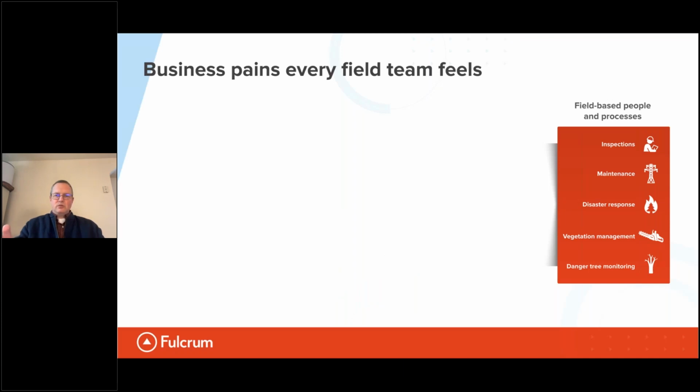Every field-based team or every field-based organization has field team members that face significant problems as they go about trying to do their jobs. Over on the right-hand side, you see the kinds of things that these people are doing. They are performing inspections, maintenance, they might be involved in disaster response, et cetera, et cetera. These are critical, mission critical jobs that help keep infrastructure moving. They help expand infrastructure where necessary. They're critically important tasks that need to get done. But they are challenged in a variety of ways.